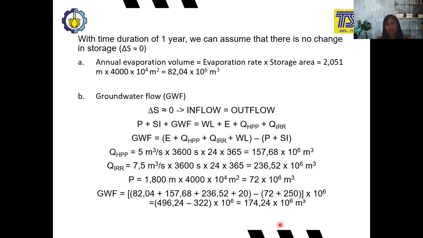And after we got the volume of each inflow and outflow, we can calculate the groundwater flow. Here we have the groundwater flow of 174.24 million meter cube. This one is the groundwater which is going into the storage. So from the ground, the water is going into the storage, so that there is no change in the storage, because the water coming in is equal to the water coming out from the storage.